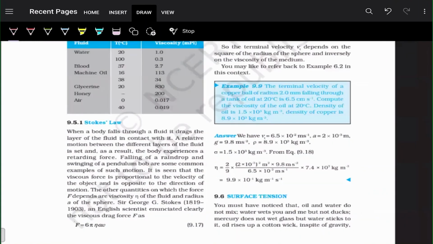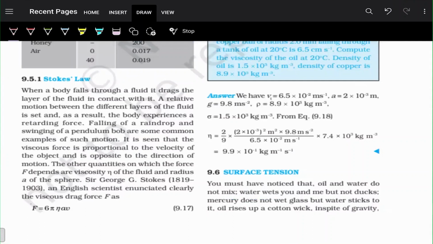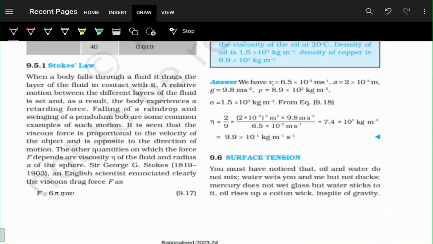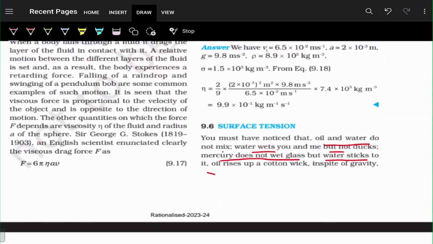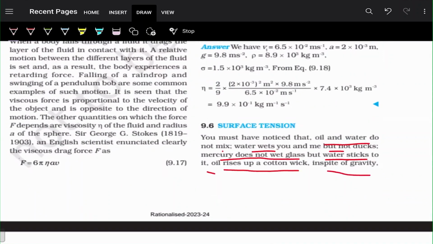So you must have noticed that oil and water do not mix. Water wets you and me, but not ducks. Mercury does not wet glass, but water sticks to it. Oil rises up a cotton wick in spite of gravity.